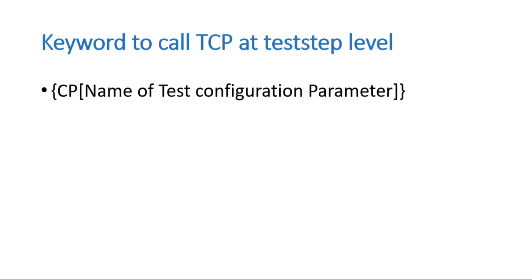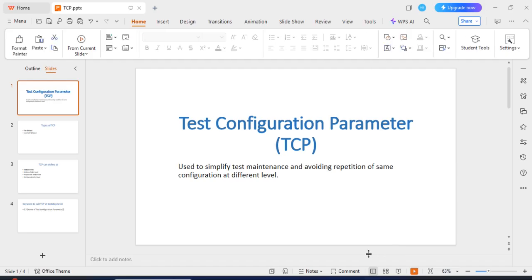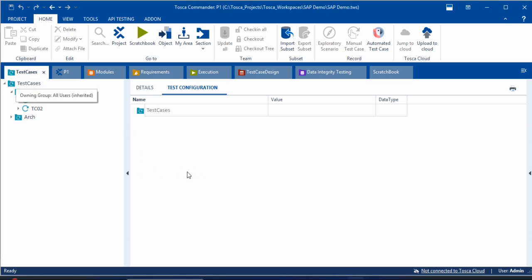After specifying test configuration, we can call that configured value, the TCP, at test step level, and this is the keyword we are using. Start with a curly bracket, CP, and the name of the configuration parameter in square brackets, and close the curly bracket. Now we'll see the practical implementation of TCP in TOSCA Commander.